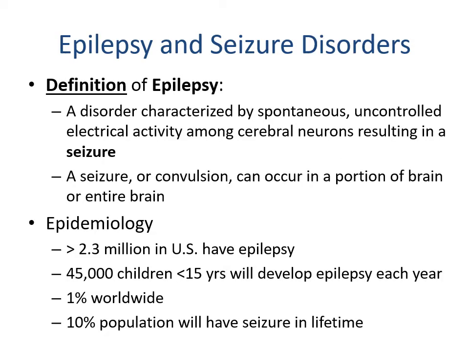So we'll move into our next disease, which is epilepsy and seizure disorders. Epilepsy is a disorder characterized by spontaneous, uncontrolled electrical activity among cerebral neurons resulting in what we call a seizure. A seizure or convulsion can occur in a portion of the brain or the entire brain. More than 2.3 million Americans have epilepsy, and 45,000 children under the age of 15 will develop epilepsy each year, approximately 1% worldwide.